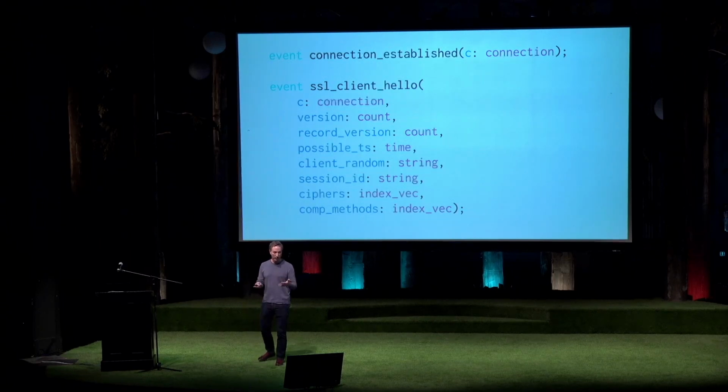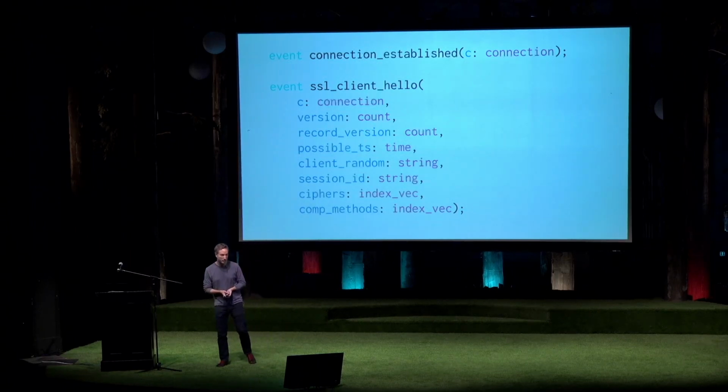This is a more complex one that is out of the TLS analyzer. We call it SSL for historical reasons. You can see that it has a lot more arguments that are typed and basically reflect what happens when you get a client hello in a TLS connection. These are two examples of, I think, about 500 total. So over the years, a bunch of stuff has built up. And these are all things that you can hook into if you put together an analysis that cares about these events.